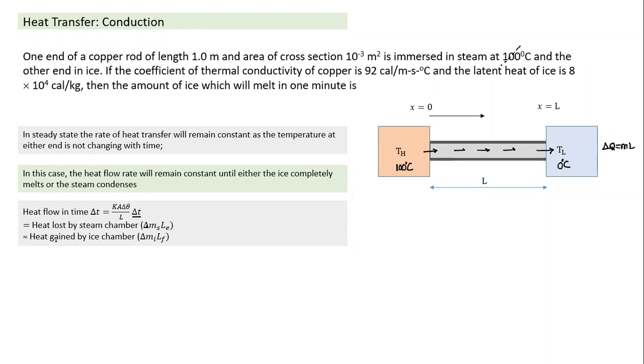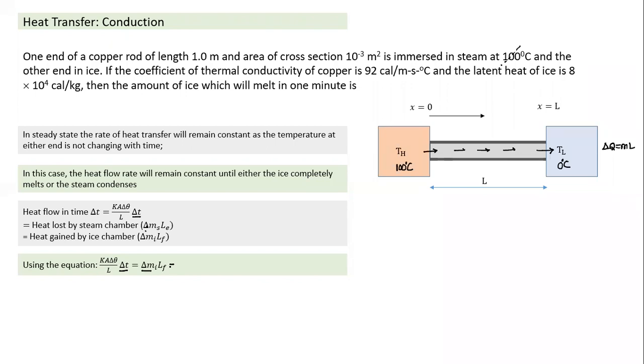And this also will be equal to the heat gain by the ice chamber. In delta T, this heat gain will result in some mass of ice which will melt, undergo phase change. I'm simply using the delta Q equals mL equation. So what does delta mi indicate? The mass of ice that will melt in time delta T. From this equation you can easily find delta mi by delta T, the rate of melting of ice.